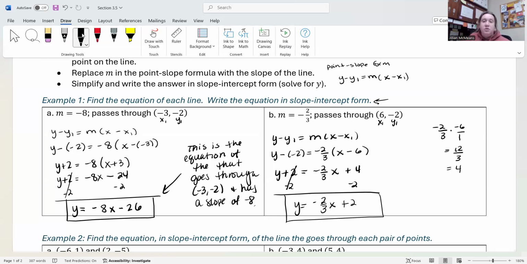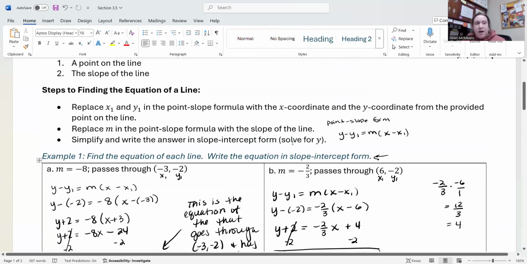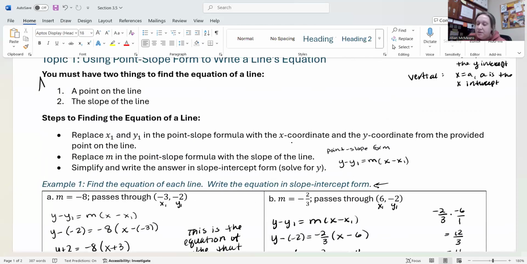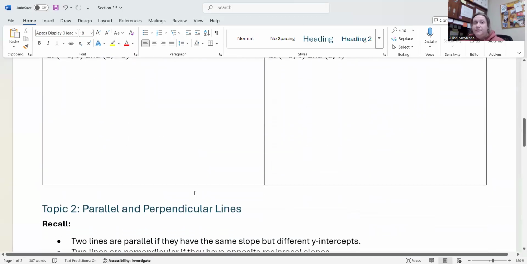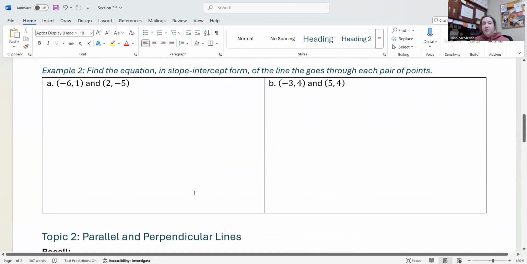Okay, now at the start of this, I told you that you must have two things to get the equation of a line. You have to have a point and you have to have a slope. If you don't have those two things, you can't get the equation of the line unless you have enough information to get those two things. So what we're going to see in this next example is what would we do if we're just given 2 points on the line?